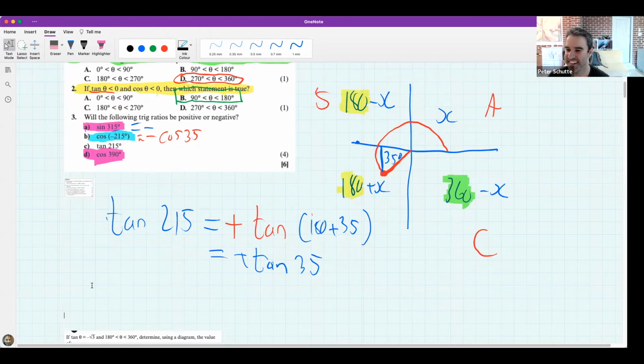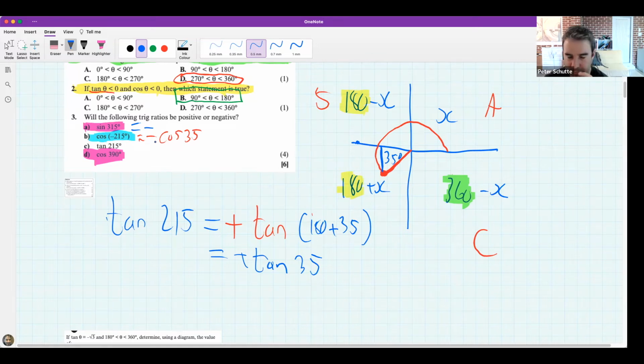So, sir, I want to ask a question regarding number 3B, the cos of negative 215 degrees. What do you want to ask? If I want to reduce that question, will I be wrong to say cos of negative 215 plus 360 degrees? Because if I do it on the diagram, I'll still land on the same spot.